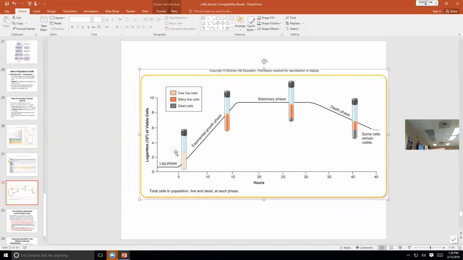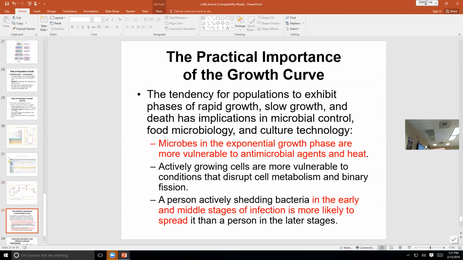If you've got somebody that has been in it too long, it's going to be more difficult to hit them and to treat them. So that's kind of what I wanted you to get from that slide. I highlighted it for you so that you could see that when they're in that exponential phase is when they're the most vulnerable. Now, can you be spreading disease even early on? Yes. Yes. Yes.